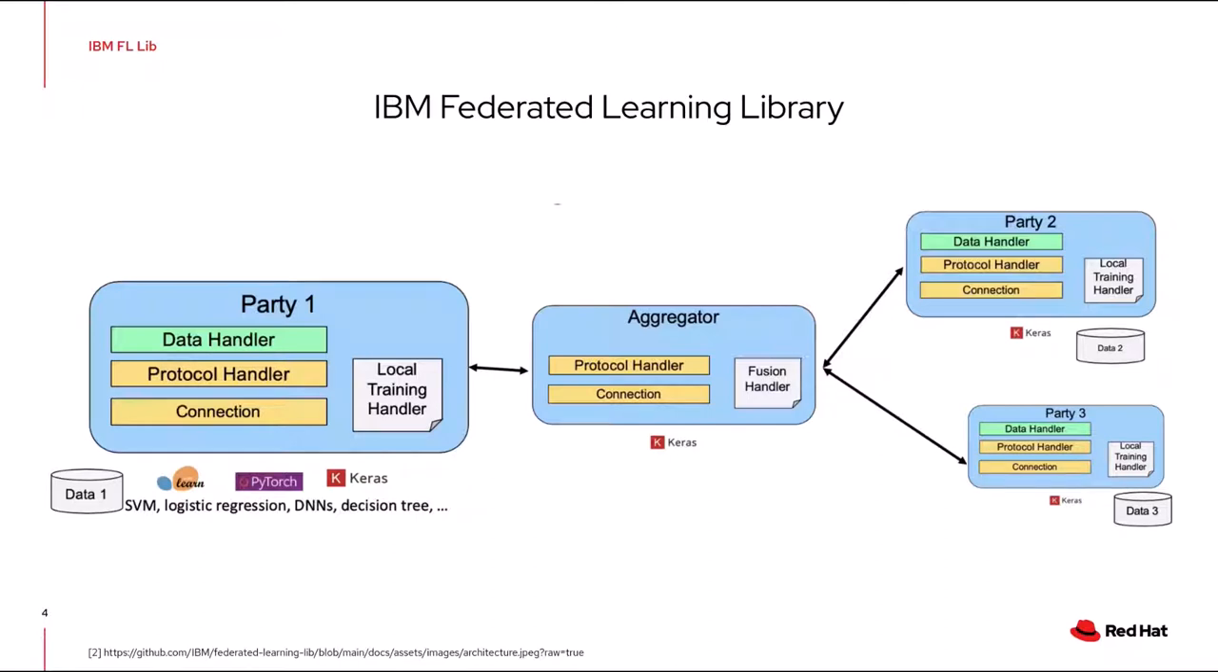Each party holds its own dataset that is kept to itself and used to answer queries received from the aggregator. Because each party may have stored data in different formats, the IBM Federated Learning Library offers an abstraction model called the Data Handler. This module allows for custom implementations to retrieve the data from each of the participating parties. A local training handler sits in each party to control the local training happening at the party side.